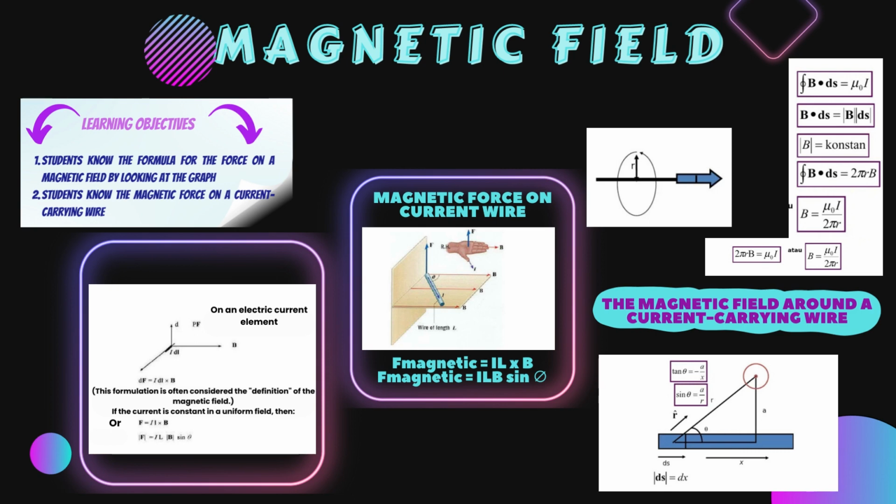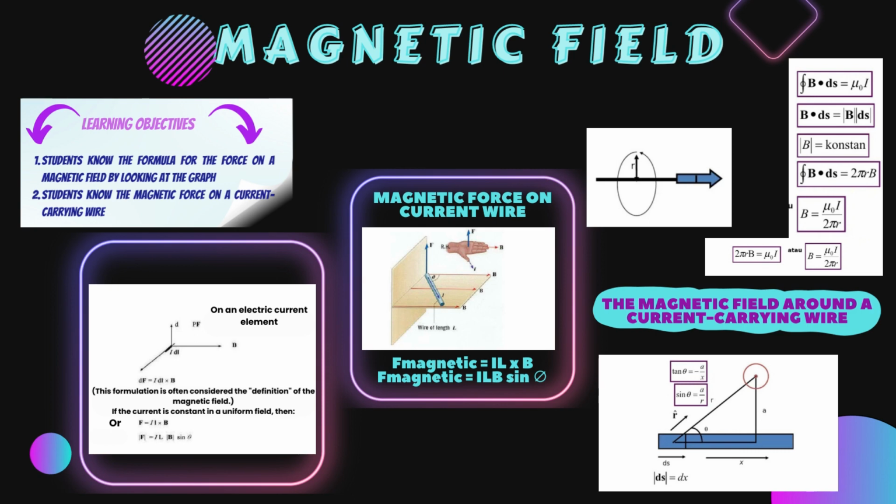If the current is constant in a uniform field, then F equals I times L times B. But when the angle is known in the problem, we can use the formula: the absolute value of F equals I times L times the absolute value of B sin theta.